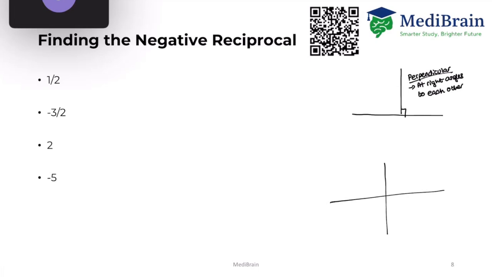So if we think about this as a graph, we've got a graph over here. Let's say we've got this line. Let's switch color.